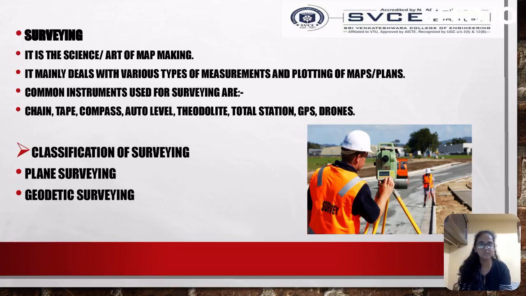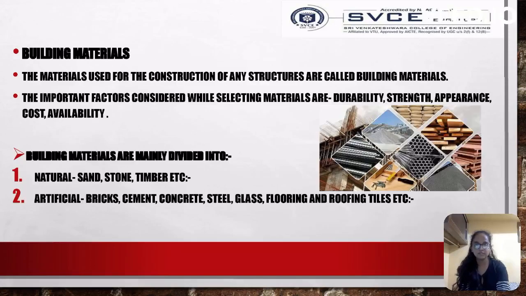Surveying is broadly classified into two types: plane surveying and geodetic surveying. In plane surveying, the radius of the earth's curvature is not considered and the degree of accuracy is relatively low. In geodetic surveying, the radius of the curvature of the earth is considered and the degree of accuracy is relatively high as compared to plane surveying.